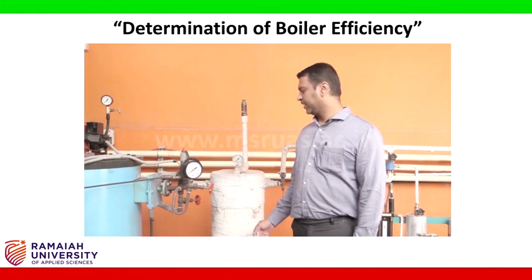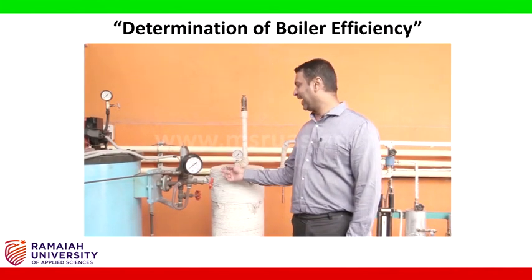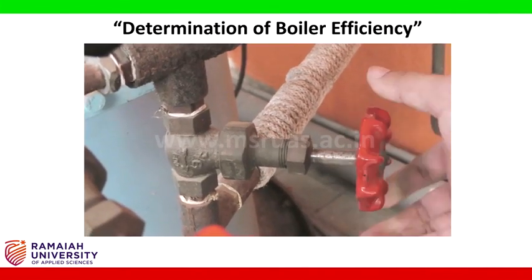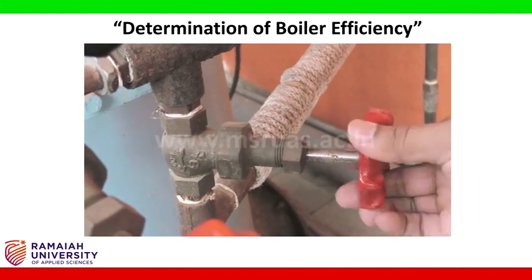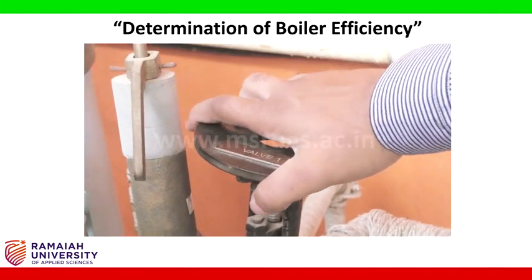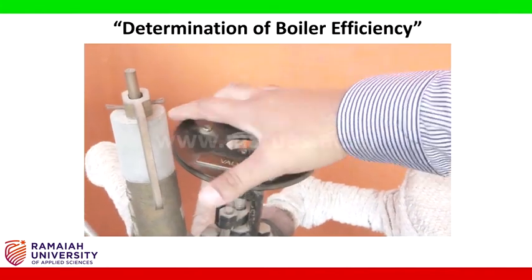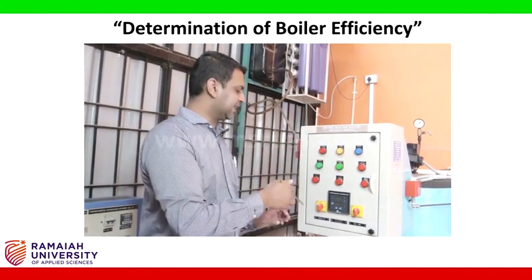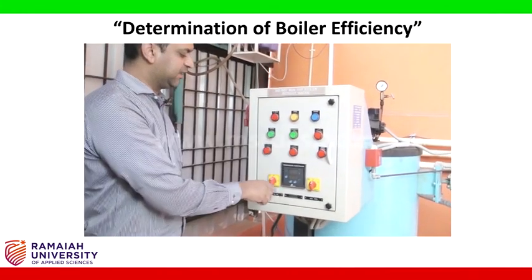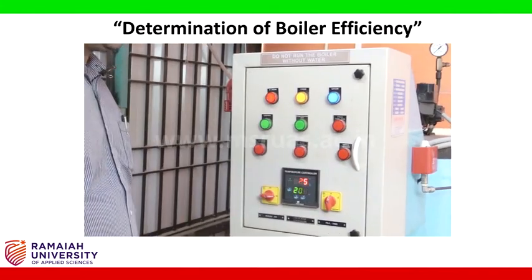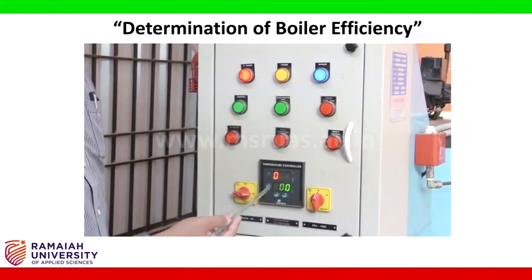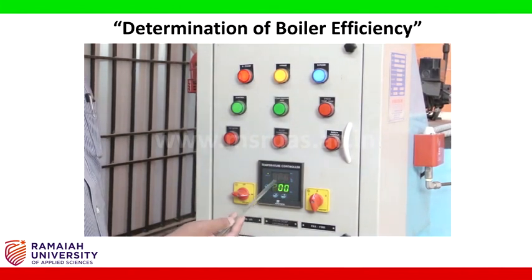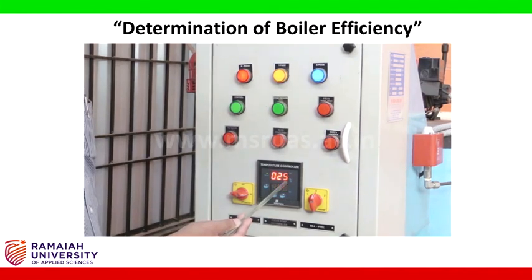Before we start the boiler, we need to open the overflow valve and close the steam flow valve. Open the overflow valve completely and close the steam flow valve completely. Boiler is turned on starting with the main power supply, and consecutively we can switch on the main panel using this switch. Here we can see that the set point temperature for the boiler is 200 degrees centigrade, and at present the water temperature is 25 degrees centigrade.